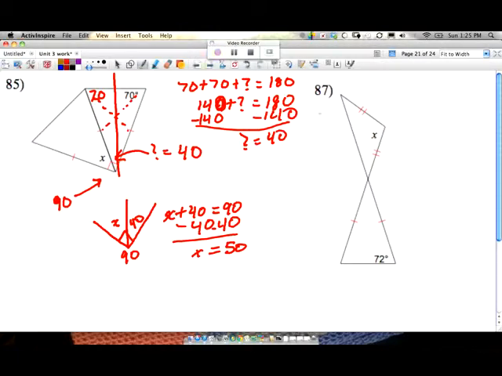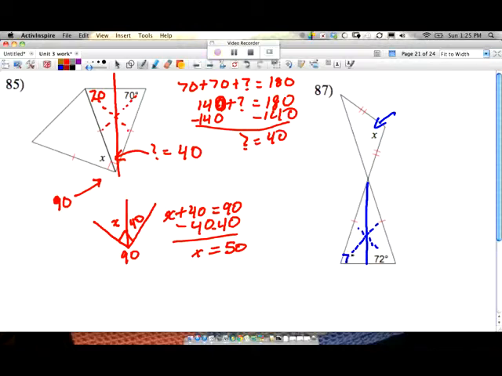Okay, let's work on the next one. So I got to get to x. But to get to x, I got to work all my way through these. I actually have to find out every other single angle. So let's do that. Well, again, let's look at the bottom triangle. I got symmetry splitting this here.